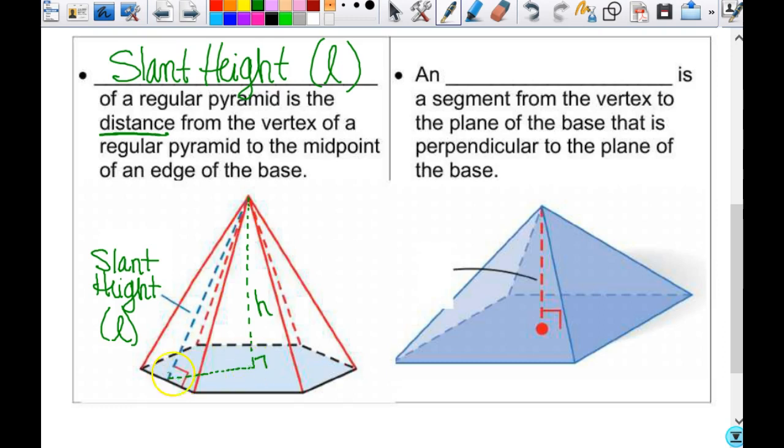It's like a divider in the room. This length right here, what is this? It's the apothem. It's not the radius. If it was the radius, it would go to a vertex, right? This is the apothem. So if you had the apothem and the height, could you find the slant height? Yes. If you had the slant height and the apothem, could you find the height? Yes.